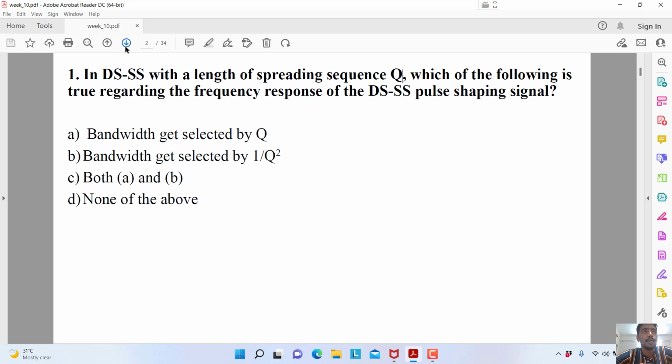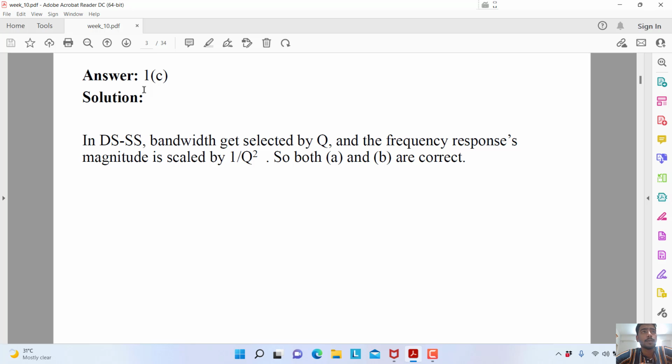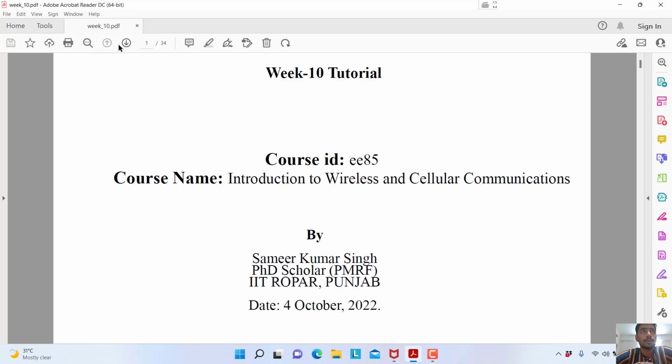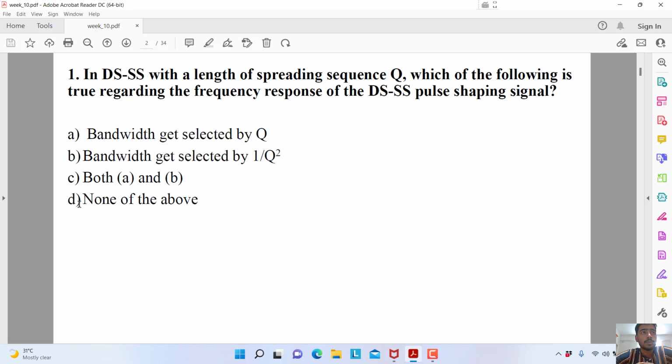The right answer option is the C part. Explanation of the question: in a DSSS system, bandwidth gets selected by Q, and the frequency response magnitude is scaled by 1 upon Q square. So both A and B are correct. So C is the right answer.